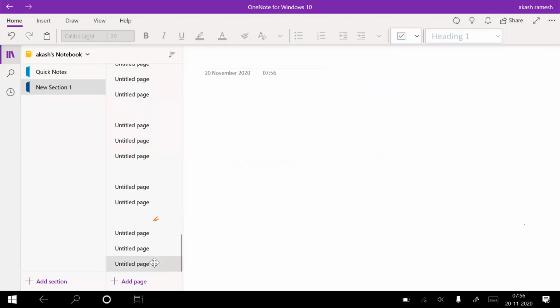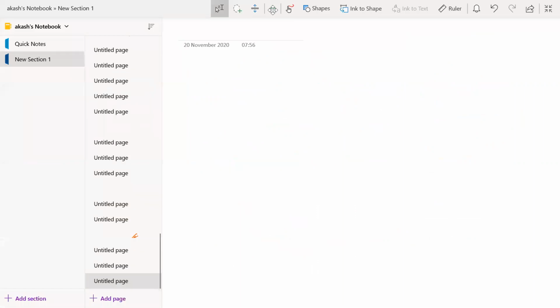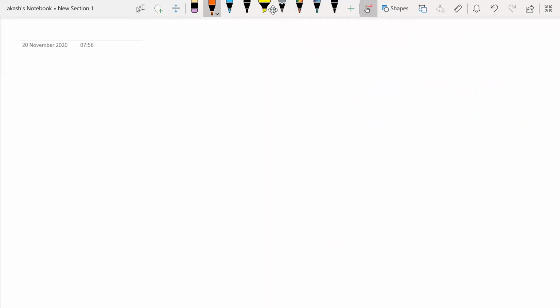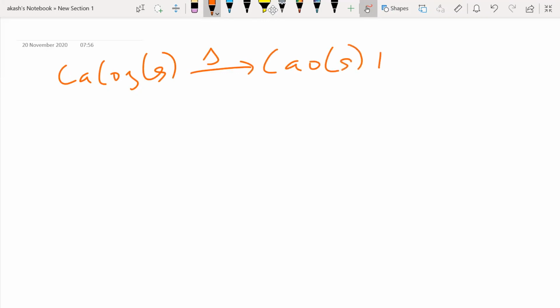Just let me take 2 more minutes, people, then we'll stop. This is the last concept. Assume I have calcium carbonate solid. I'll write the reaction: CaCO3 solid, when I heat it, gives me CaO solid plus CO2 gas. Okay, I have this reaction with me.